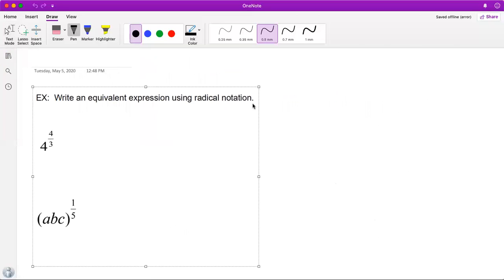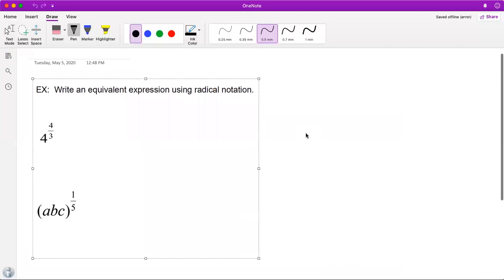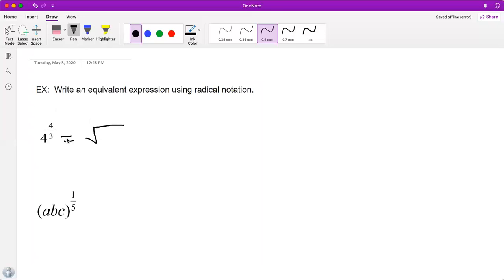Here's one of the big skills you're going to have to be able to do, which is to rewrite these things. Given an expression in what I would call exponential notation, write it in radical notation. That means with radicals in it. So that means converting this thing. This goes in, this is the radicand. The denominator becomes the index, and this becomes the power.